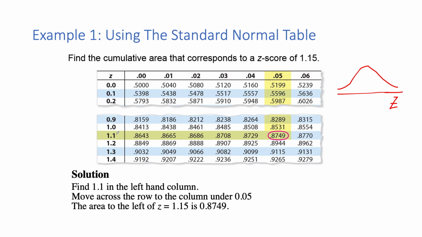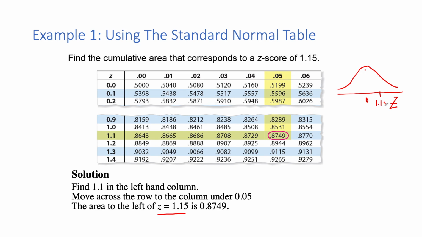For a z-score, the way to read this table is this 1.1. These are the first two digits, and this is the first digit after the decimal, 1.1. Then go to the right column, so the way to read this is a z-score of 1.15. Okay, so this is basically a z-score of 1.15. If this is 0, the center of this distribution, then 1.15 is here.